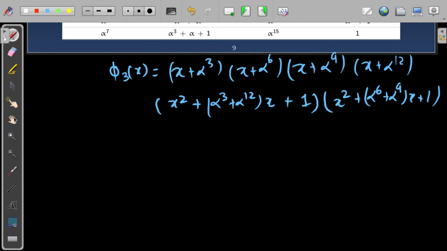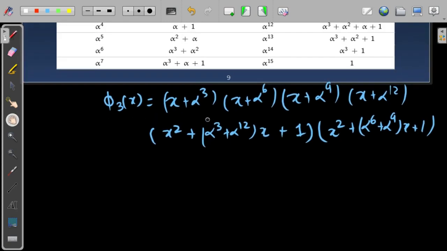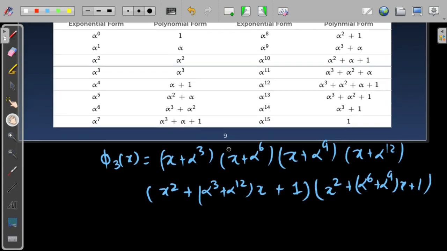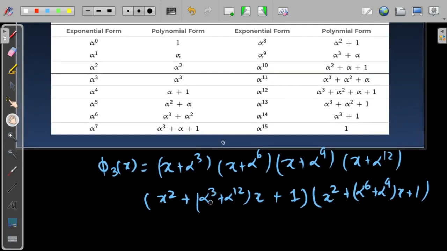Now I have to find out what alpha cube plus alpha 12 is. So alpha 12 is equal to alpha cube plus alpha square plus alpha plus 1, and if I add alpha cube here, I will end up with alpha square plus alpha plus 1, and alpha square plus alpha plus 1 is equal to alpha to the power 10, right? So we will get alpha to the power 10 here. Let me consider now alpha 6 and alpha 9. So alpha 6 is alpha cube plus alpha square, alpha 9 is alpha cube plus alpha.